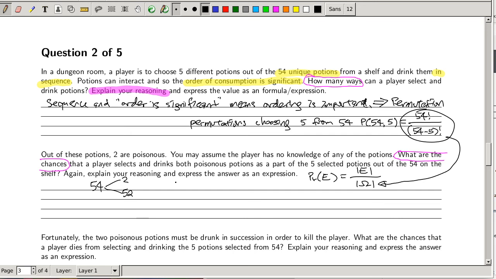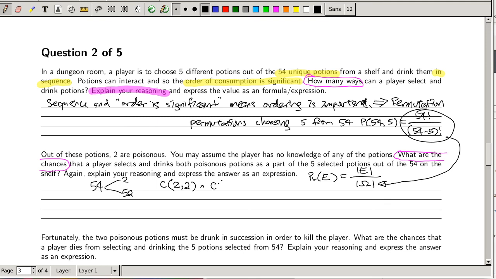At first, let's not worry about ordering, because we can always introduce permutations later on. We're just looking at how we choose 2 things out of 2, and how we choose 3 things out of 52. So that becomes just a combination. There are exactly 2 potions out of the 54 that are poisonous, and I need both of those in the collection of the 5 that I'm going to drink in order for a player to die from poisoning.